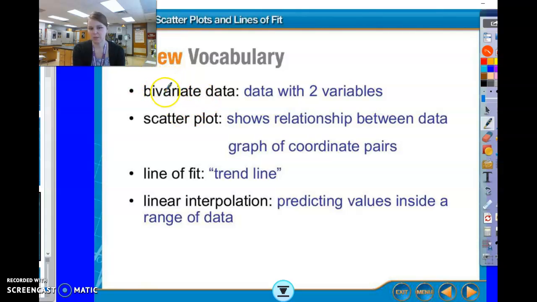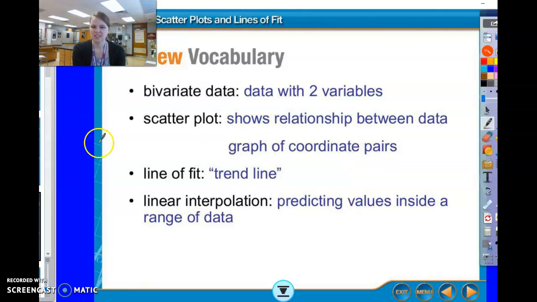Well, today we're going to name them and call them bivariate data. So data with two variables. We'll be putting that data on scatter plots. So scatter plots show a relationship. One scatter plot would show the relationship between the data, and it's always a graph of coordinate pairs.